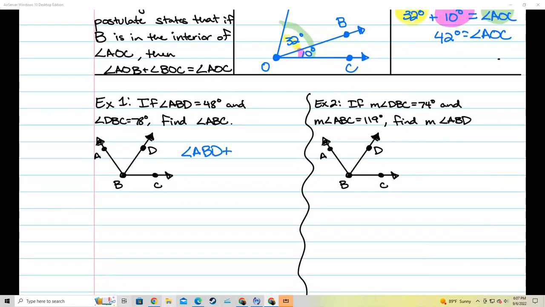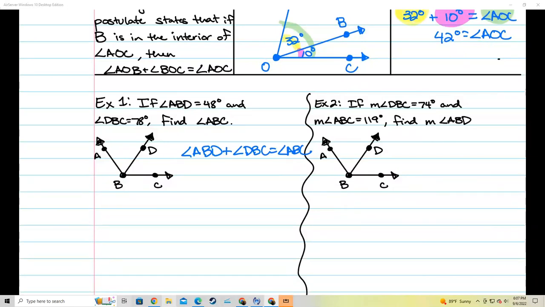Plus, always add the two little ones. So the second little one is this one. This is going to be angle DBC is equal to, and it's going to be equal to the big angle overall, which in this case is going to be angle ABC. Now that I have this, I'm going to backtrack and try to see what they gave me.